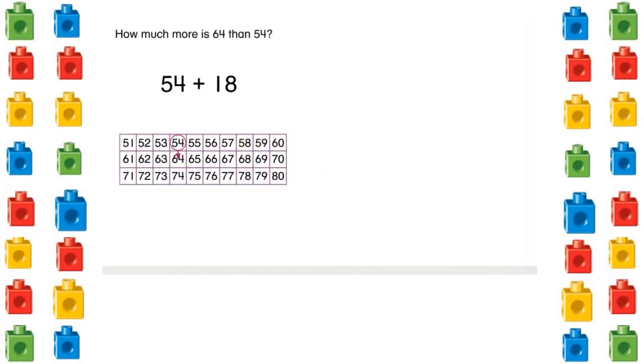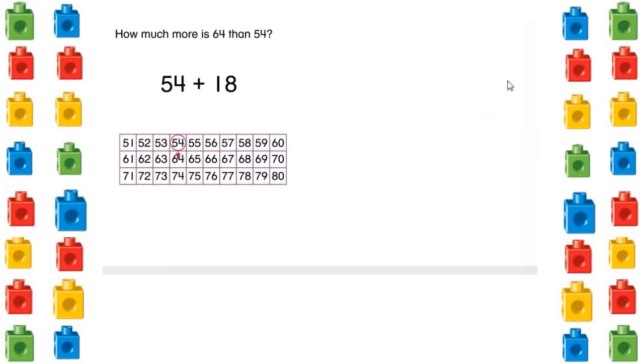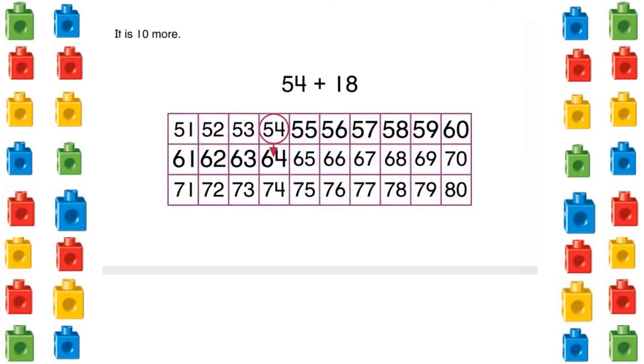You can add on a 100 chart. Find 54 plus 18. Start at 54. One way is to add the tens from 18. Move down one row to show 1 ten. How many rows down is 64 from 54? 64 is one row down from 54. How many tens is that? It is 1 ten. How much more is 64 than 54? Select your answer. It is 10 more. Now add the ones. You are already at 64. Now move ahead 8 to show 8 ones.